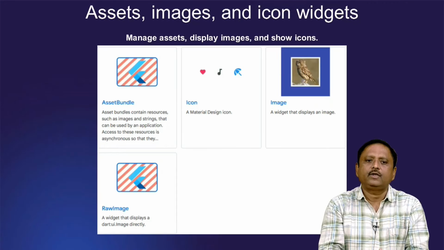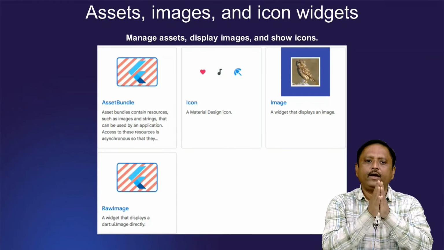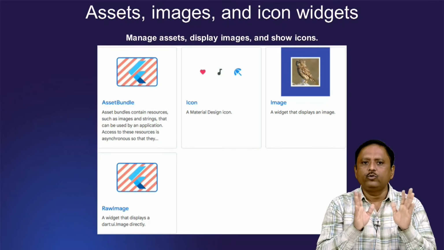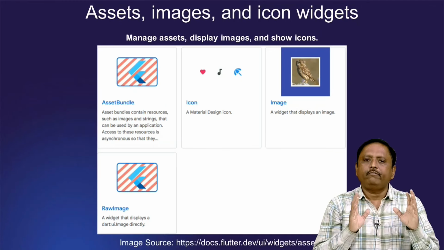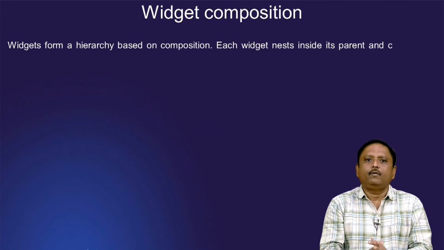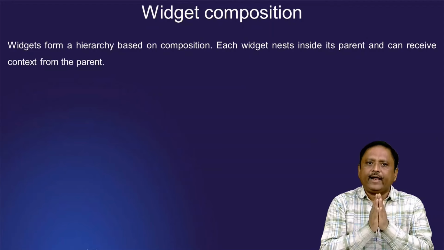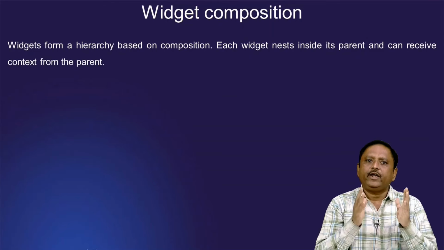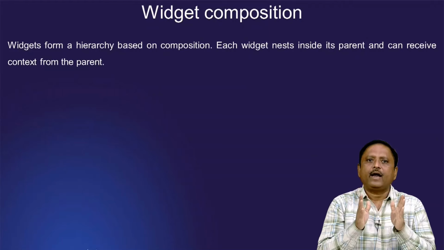Then another important type of widgets are assets, image and icon widgets. You can see on the screen there is asset bundle, icon, image and raw image. All these are used to manage assets or display images and show icons. We will also use all these in a demonstration. Now let us look at widget composition. Flutter uses composition. Widgets are arranged in a tree-like structure where each widget nests within another. For example, app bar is a part of the scaffold.